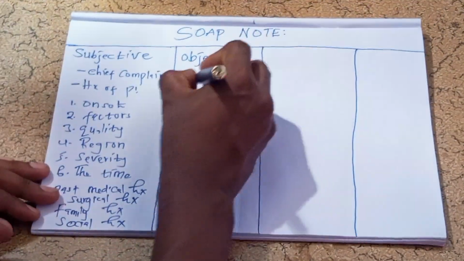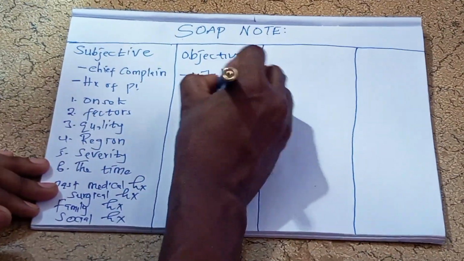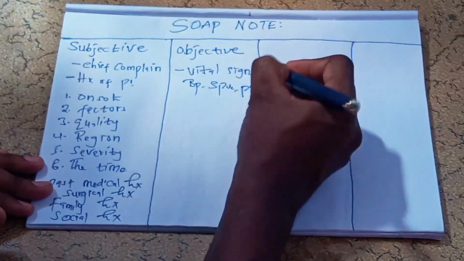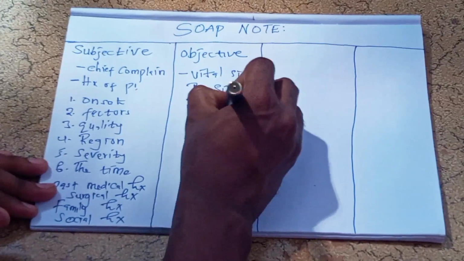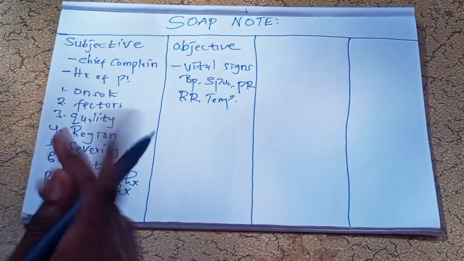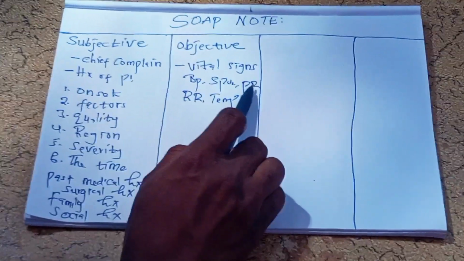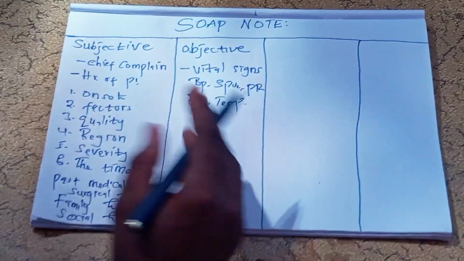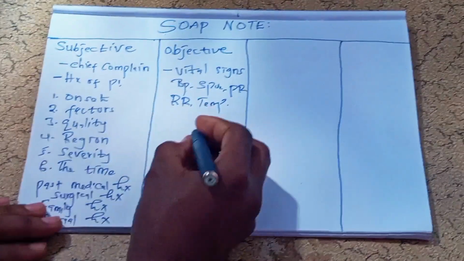For example, we have the BP, that's the blood pressure. We have the SpO2, we have the pulse rate, we have the respiratory rate, we have the temperature. So you have to identify and record vital signs of the patient, for example, blood pressure, oxygen saturation, pulse rate or heart rate, respiratory rate, and temperature. So you record the measurable data such as vital signs, and you go for the physical exam.